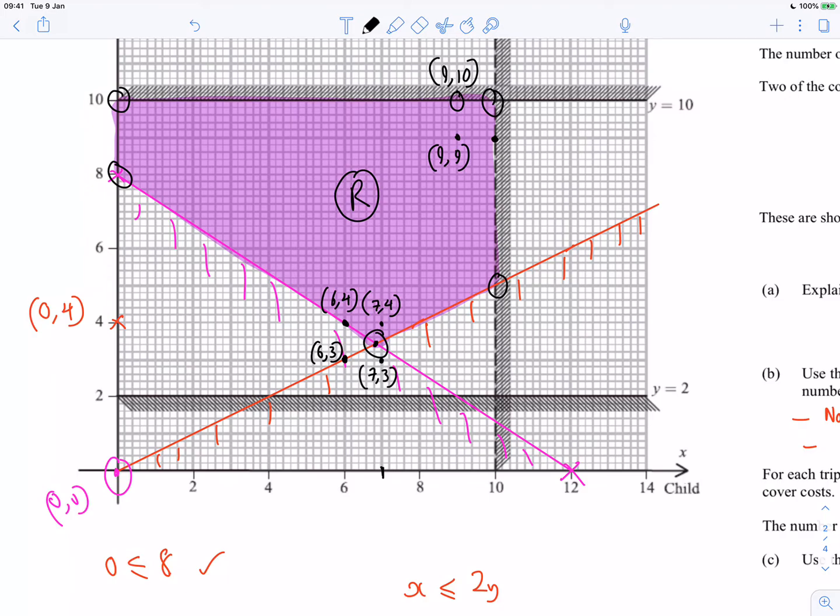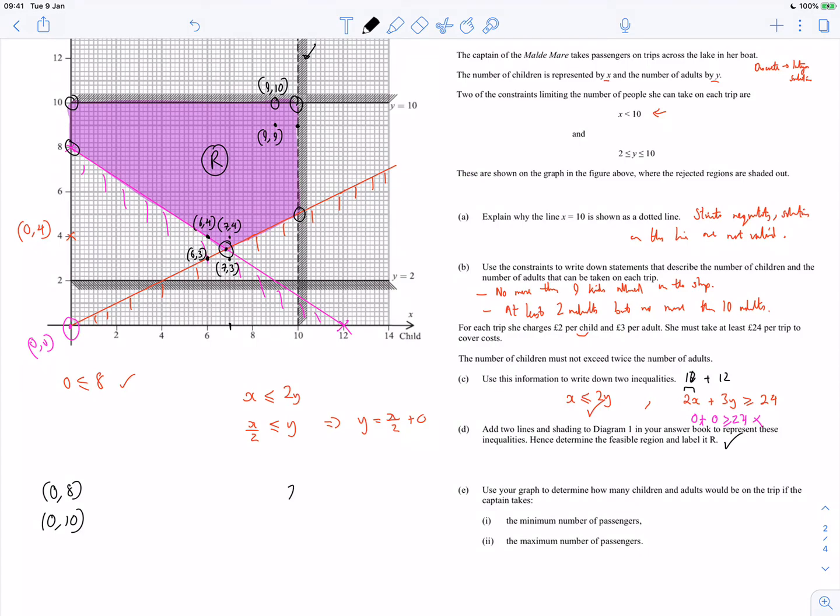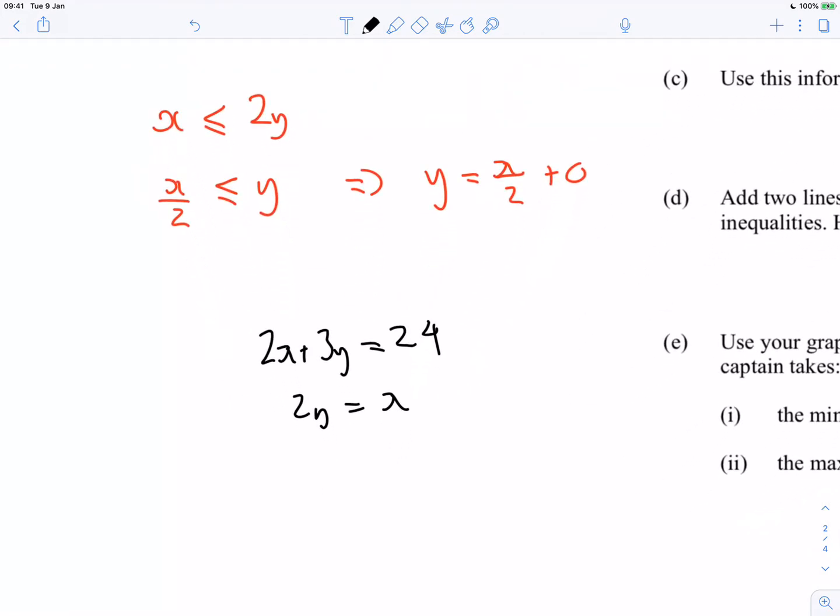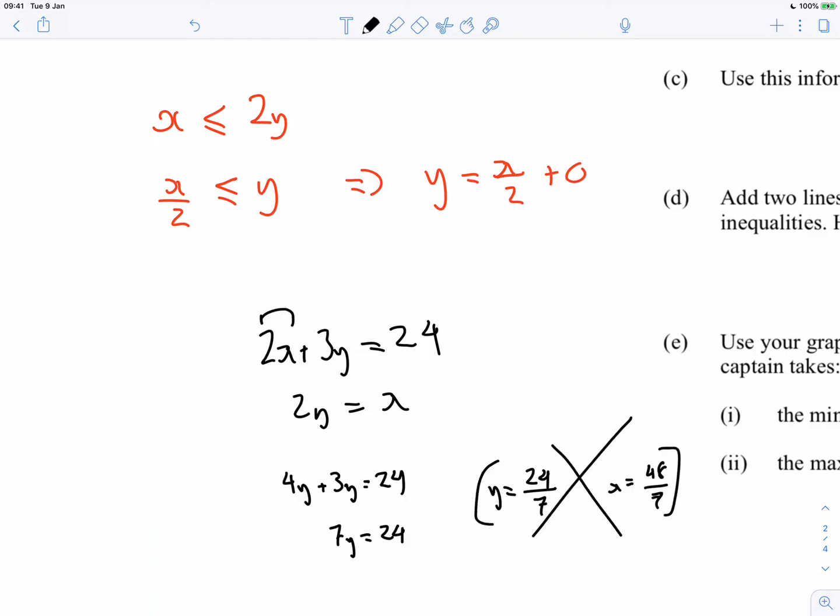So the intersection of that pink and red line clearly isn't an integer, so I don't need to worry about it. I mean, if you did want to find out what the coordinates of that intersection were, then you would just have to solve simultaneously 2x plus 3y equals 24, and the other one was 2y equals x. So if x equals 2y, then 2 lots of x is going to be 4y plus 3y equals 24. So 7y equals 24, so y equals 24 over 7. Shock horror, that's not an integer. And x is going to equal double that, so it'll be 48 over 7. So clearly this is not an integer, so we don't need to worry about it. Little thought bubble.